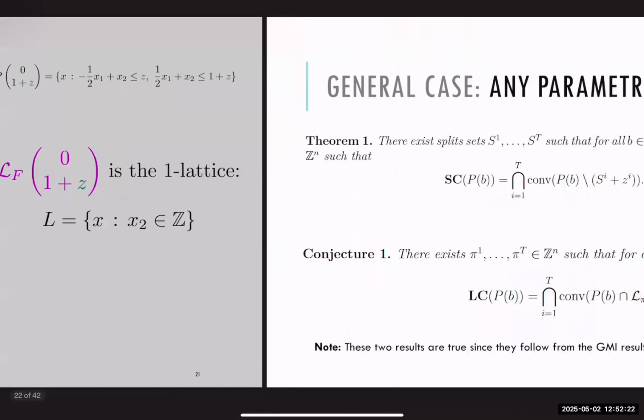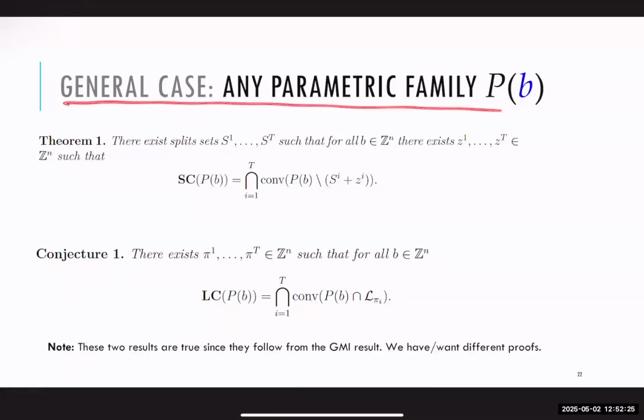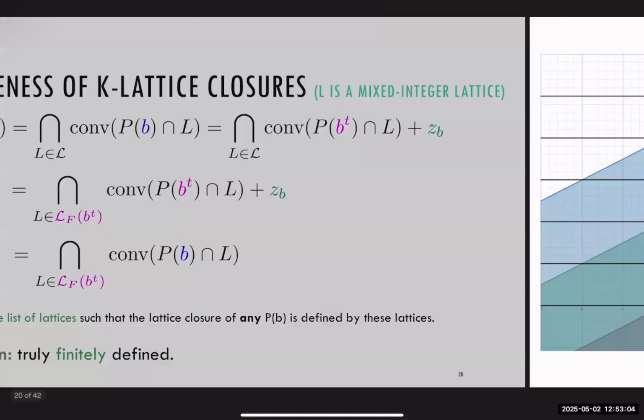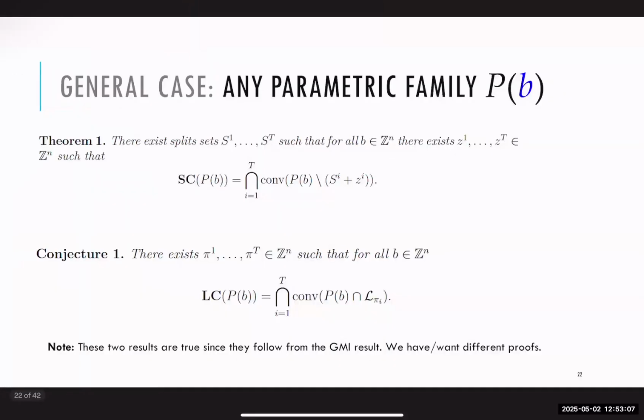So good. This is for the easy case, and our result is that for any parametric polyhedra, not necessarily the easy case now, for the split closure, there's a finite set of splits and finitely many interior points, so that the split closure of this parametric family depends on these finitely many polyhedra and these translations. This is the result. Actually, I think it's a typo. This is not finitely many, because you can have the infinite family, so infinite translation. Yeah, it's a typo. And the conjecture is that you can do the same also for any parametric family.